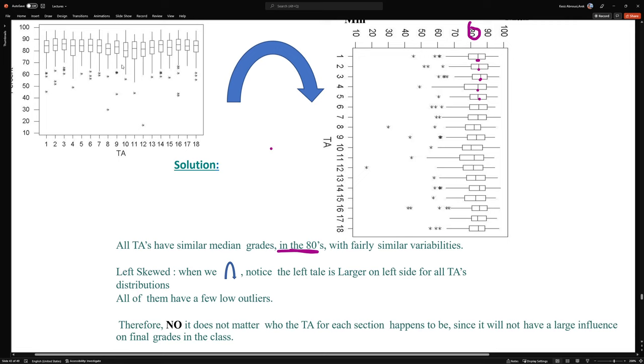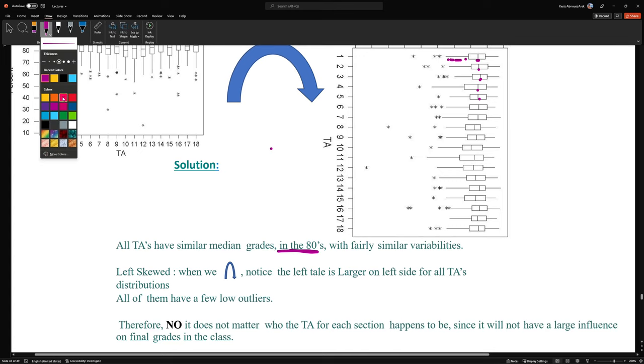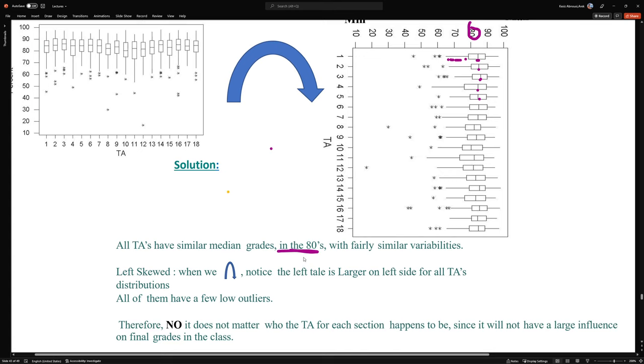When we rotate this graph, we notice that the left tail, this is the left tail, right? Let's use another color. Let's use yellow. The left tail is on the left side for all TAs. The distribution is left skewed. Why? Because the left tail for all TAs is larger than the right tail. The minimum side is this one, and the maximum is this, so it's left skewed.